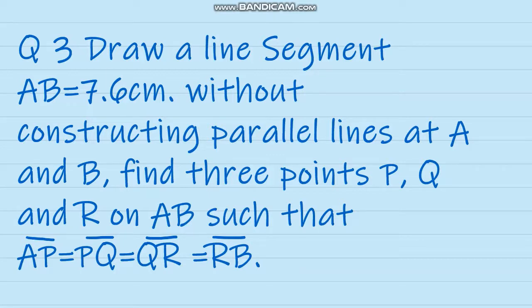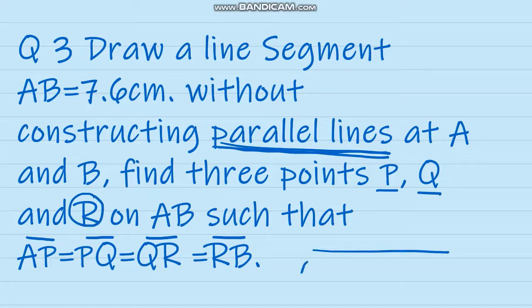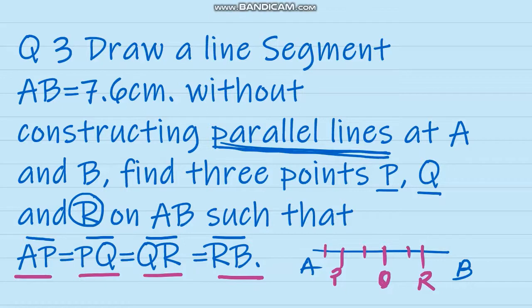But now here it is said that we should not construct parallel lines. Without constructing parallel lines, we have to find 3 points P, Q and R on AB. That means if we have AB, then we need 3 points P, Q and R such that AP equal to PQ equal to QR equal to RB, meaning all these partitions should be equal. Now let us see how we can do this.